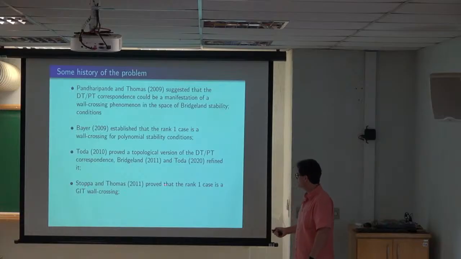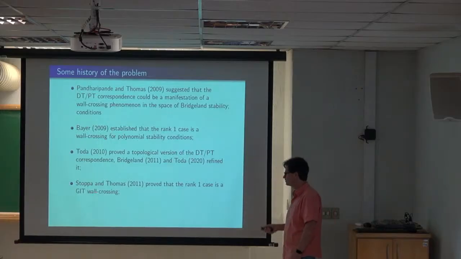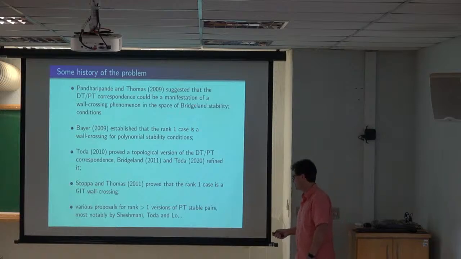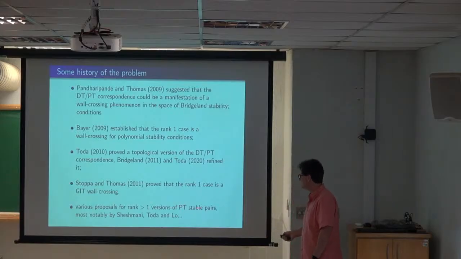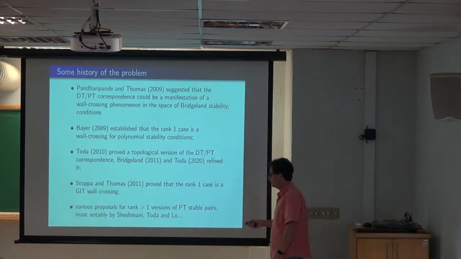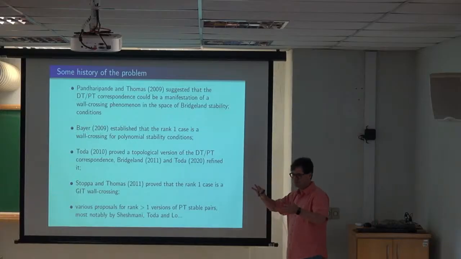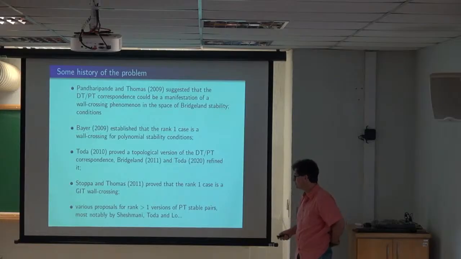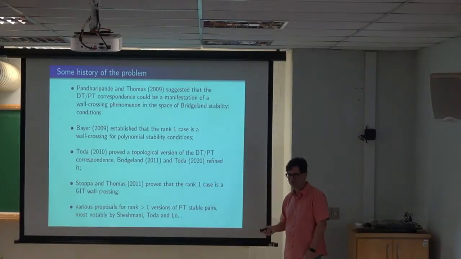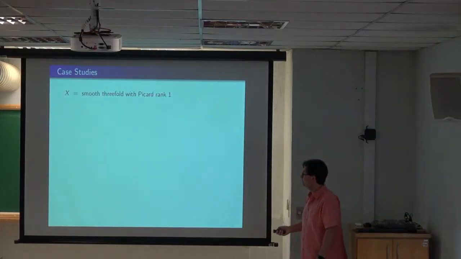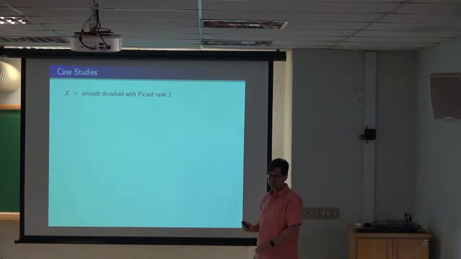Then Stoppa and Thomas proved the rank 1 case of this DT-PT correspondence, but as a GIT wall crossing, which is slightly different from the Bridgeland stability wall crossing. And there were various proposals for a higher rank version of the PT stable pairs from a bunch of authors. Since everything is fitting as expected in the context of Bridgeland stability, I think we now have the right definition for the PT stable objects. Let me give you a few case studies.